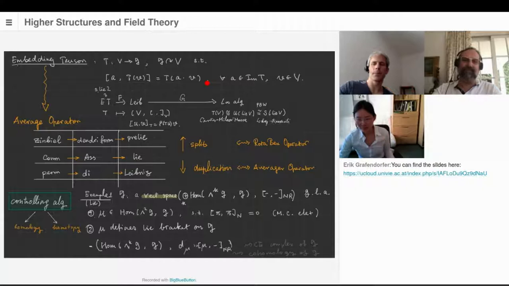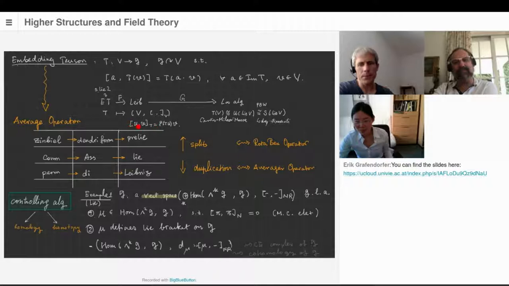And then from an embedding tensor, it is not that hard to give yourself a Lie-Leibniz algebra. How do I do this? I create a Lie-Leibniz algebra structure, a bracket on V, by simply the U and V bracket is rho of TU. TU now goes to G, so I can represent using this rho, this representation rho over here. I use TU to act on V. And then it turns out this bracket is not a Lie bracket, it's not symmetric. And that example from supergravity, indeed, it was not symmetric over here.